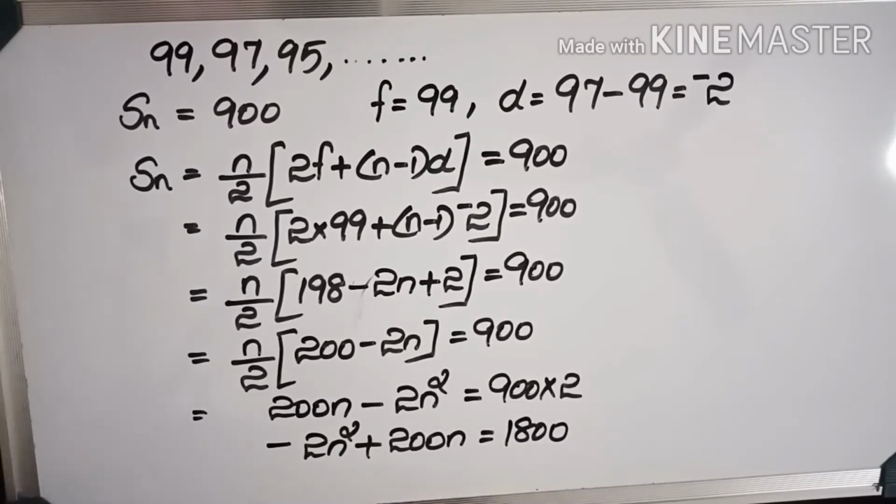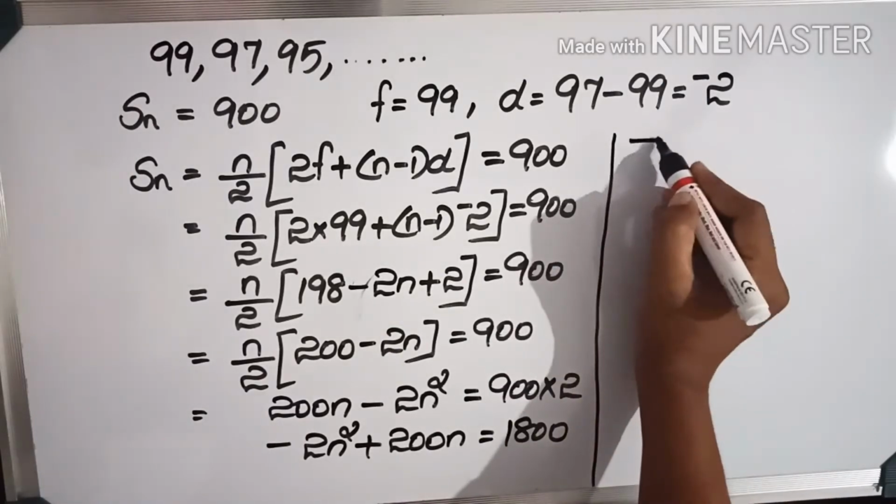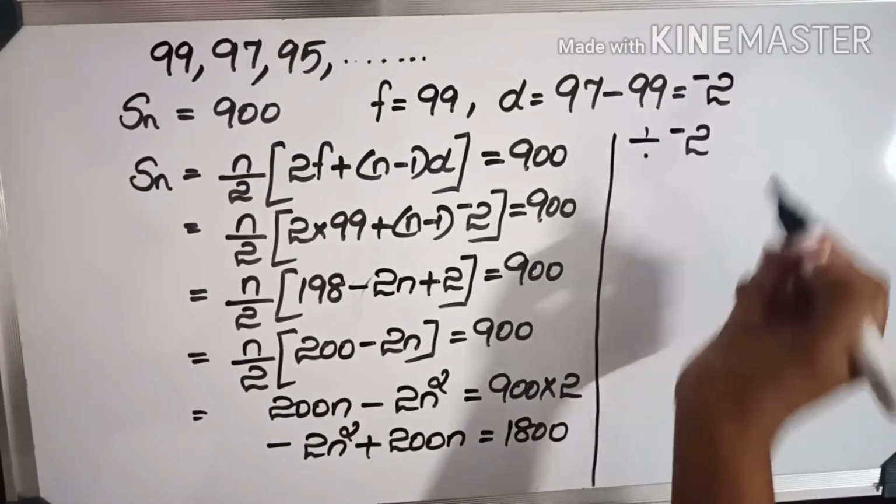1800. Okay, now here coefficient of n square is minus 2. Okay, coefficient of n square is minus 2. So in order to avoid this number, we can divide the whole equation with what? Divided by 2. Okay, whole equation divided by 2. Let's use minus 2 divided by minus 2. Then this negative sign will also be cancelled. Okay, so next step, divided by minus 2.